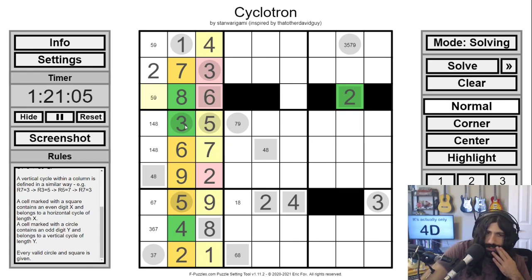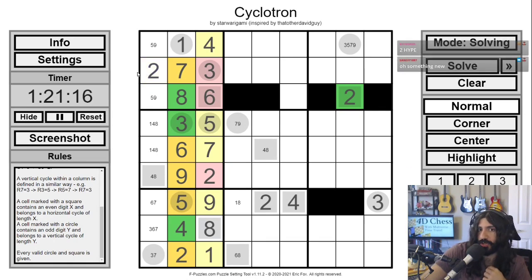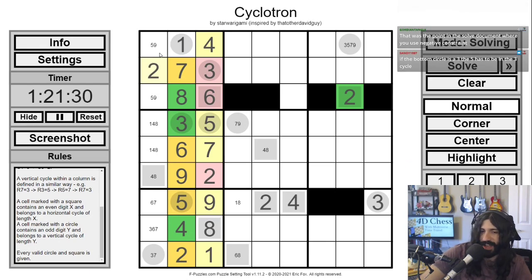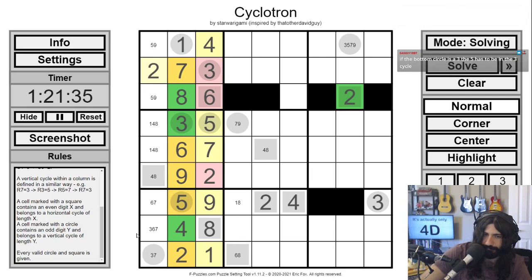So that's progress. That's a number. I feel like we haven't gotten a number in a long time. 2 is pretty hype, chat. So now 2 is itself. This is self-referential right now. Okay, that was the point where you used the negative constraint? Oh, that's dope. Okay, great. So this 2 refers to itself. Doesn't really help a ton.